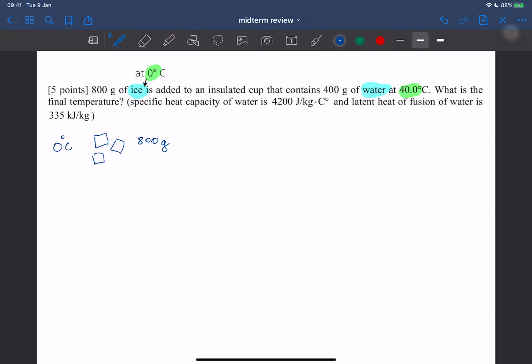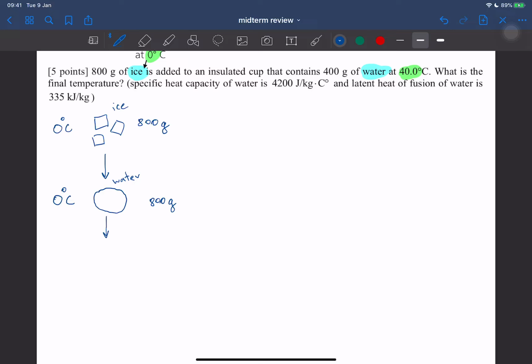When you mix the ice with water, the ice will start to melt right away, right? So if things go smoothly, you're gonna have 0 degrees Celsius of ice going to 0 degrees Celsius of water, and of course you're gonna have no loss in the mass, right? So that's gonna be what happened to the ice. And then this water can potentially get warmer to the final temperature, which we don't know. That's what we are trying to calculate. Okay, and that's still 800 grams like this.